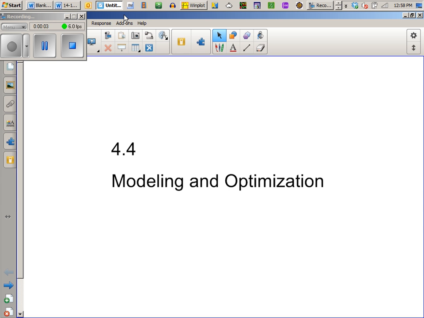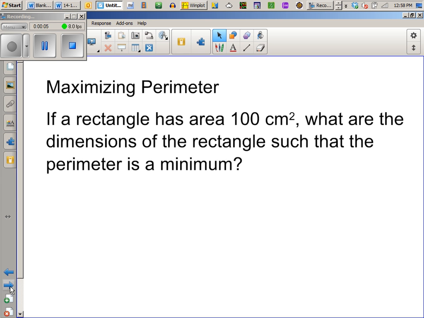Okay, so 4.4, day 2 examples. My first one is, if a rectangle has an area of 100, what are the dimensions of the rectangle such that the perimeter is the minimum? So if you watch the video, I did an example where I gave you a fixed perimeter and we maximized the area, I believe. And this is a little bit different. Here I'm giving you a fixed area and we're trying to minimize the perimeter.